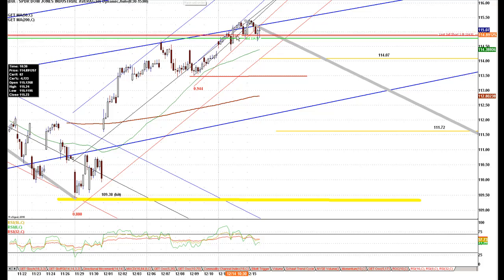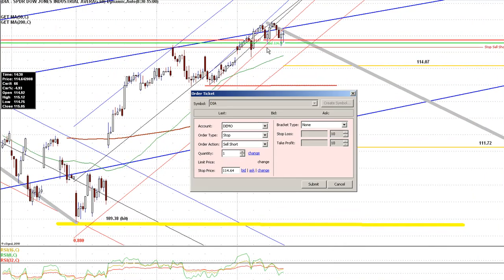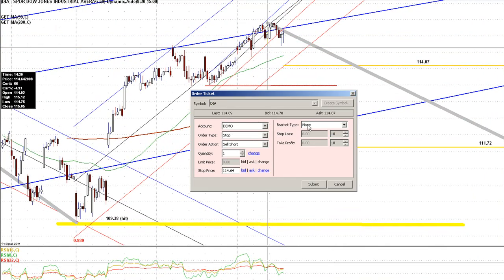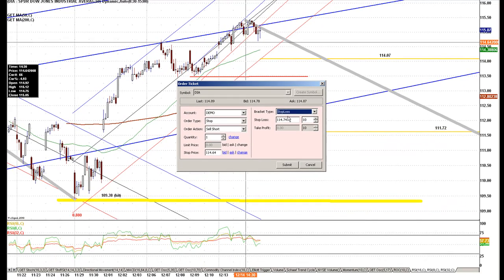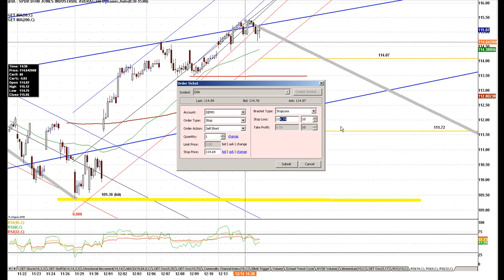So if we again look at a 60-minute chart, what we're going to do is place a sell order right below this level here. And then we're going to have a stop loss. We never place an order without a stop loss. Right at the 115, we'll call it 51 level. Oh, we're going to call it 52.